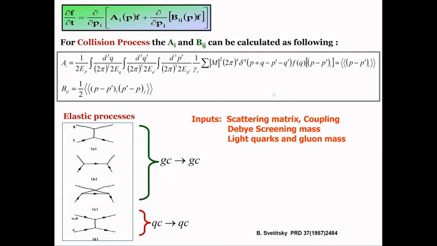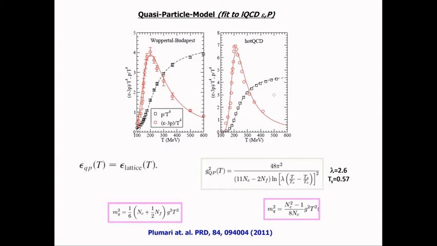To compute the heavy quark drag and diffusion coefficient in QGP, we need several inputs like the scattering matrix, the coupling, the Debye screening mass to shield the divergence associated with the t-channel diagram, as well as the light quark and gluon masses. For the coupling, the light quark mass and the gluon mass, we are using a quasi-particle model. This is a way to take into account some of the non-perturbative effects and go beyond the pQCD approach.